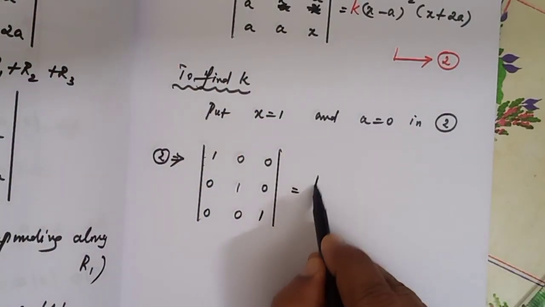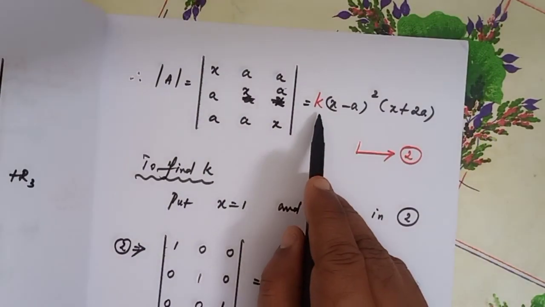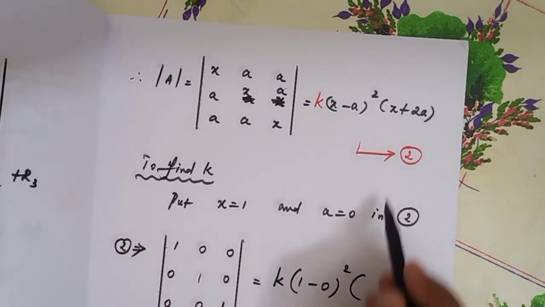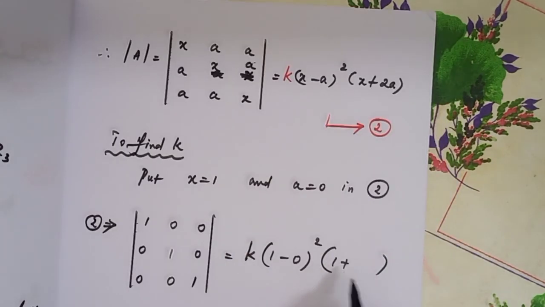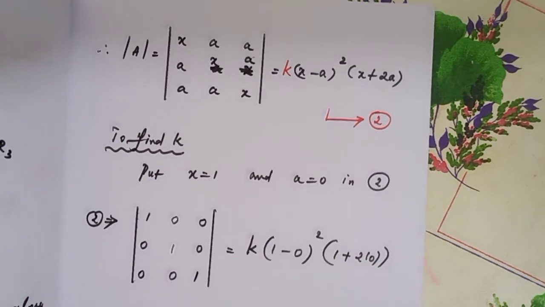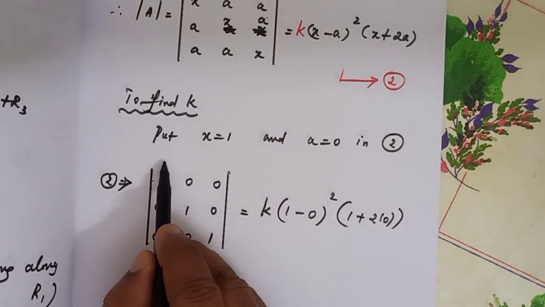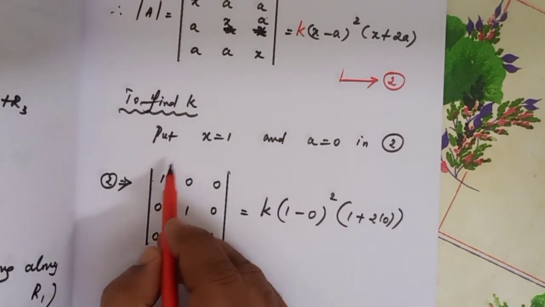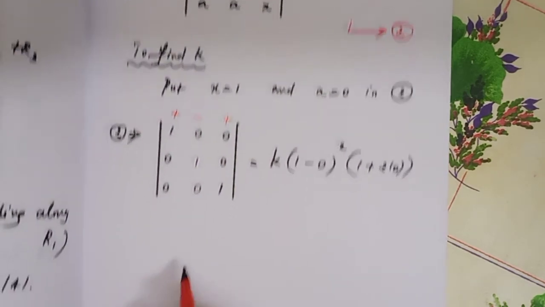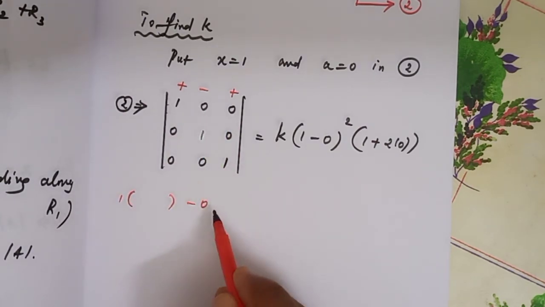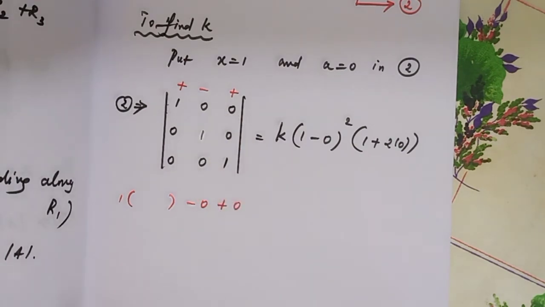Now k, write as it is in equation number 2, k into square bracket x minus a, x value is 1, a value is 0, whole square, into x plus 2a, x value is 1 plus 2 into 0. Now we have to simplify to find the value of k. Now I am going to expand this determinant by row 1, so at the top of the first row put plus minus plus. Write 1 into, next one is minus 0 into anything, 0 only, next one also 0.